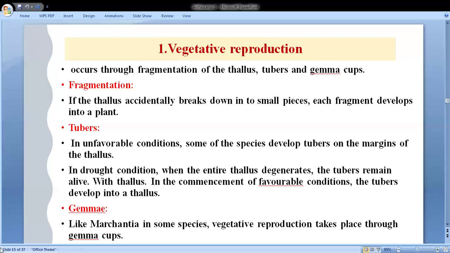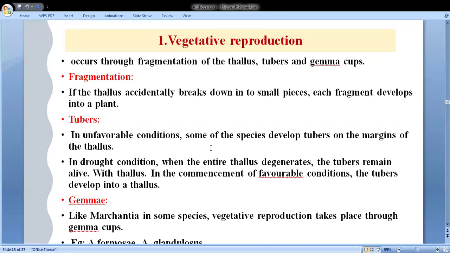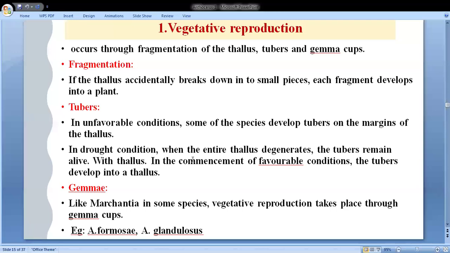See here, the thallus accidentally breaks down into small pieces. Each fragment develops into a plant. That is the fragmentation. Already you know this, very simple. By the tubers, in unfavorable conditions, some of the species develop tubers on the margins of the thallus. In drought conditions, when the entire thallus degenerates, the tubers remain alive, and at the commencement of favorable conditions, the tubers develop into the thallus. So that is one of the vegetative reproduction methods.